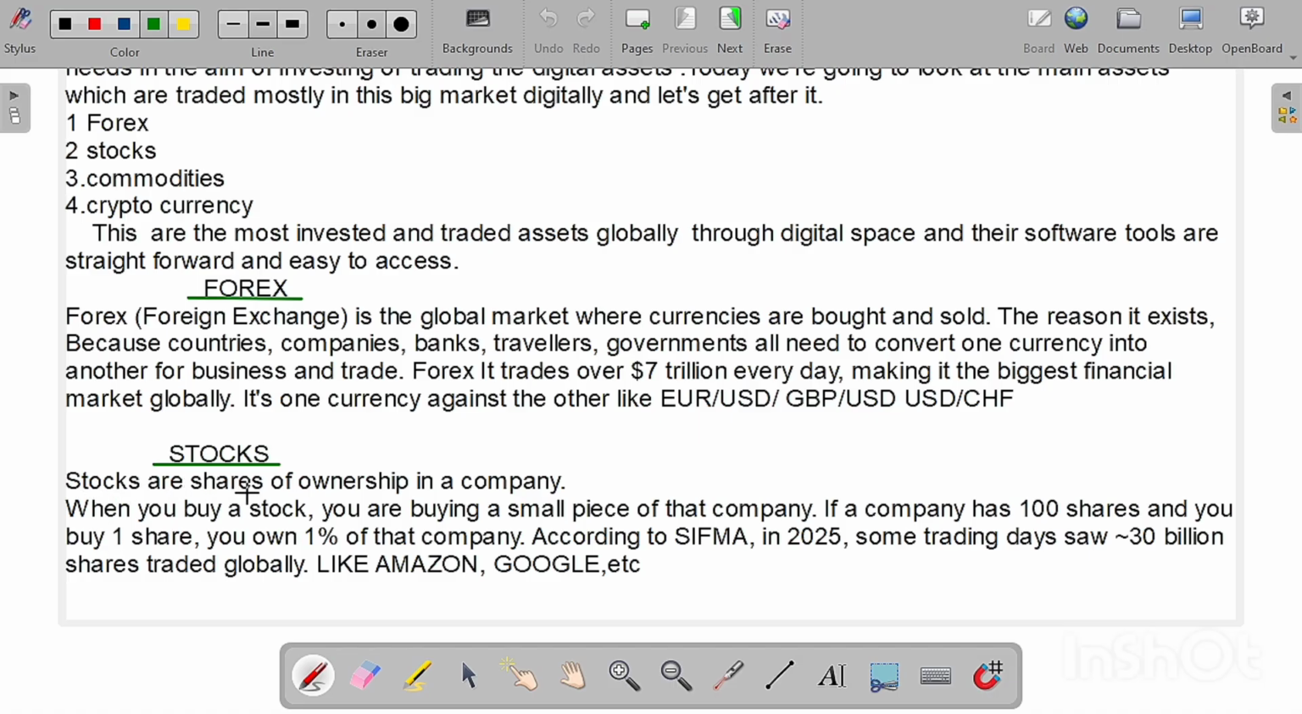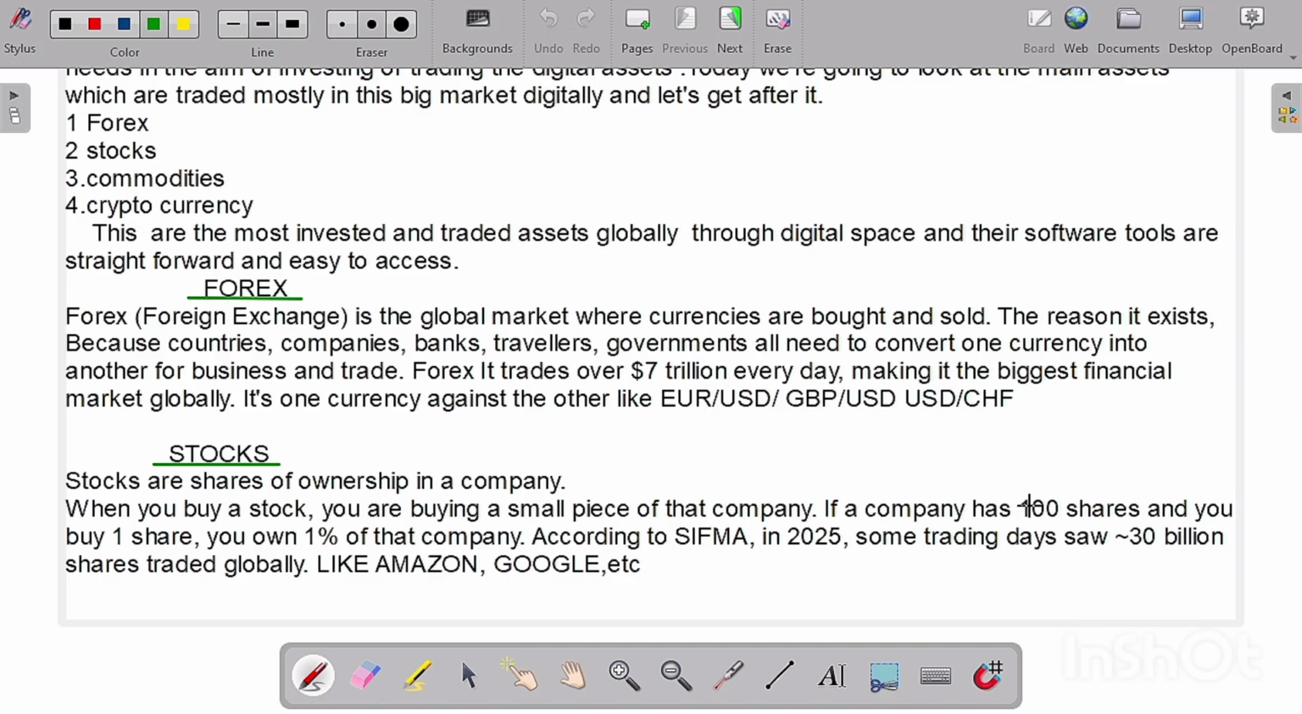Stocks are shares of ownership in a company. When you buy a stock, you buy a small piece of a company. If a company has 100 shares and you buy one share, you own 1% of the company. According to SIFMA in 2025, some trading days saw around 30 billion shares traded globally. So stocks is still a very big industry, but it engages with companies.